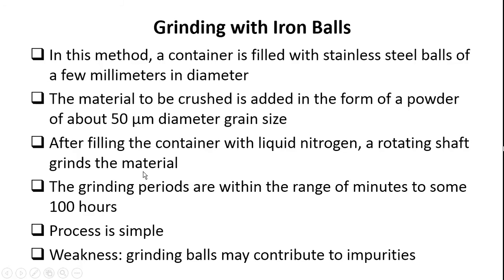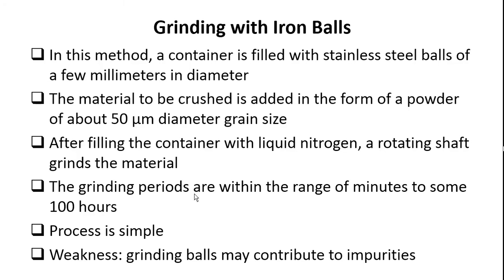Actually, this arrangement as a whole is called a grinding ball mill, and this process is called grinding with iron balls. The grinding periods are within the range of minutes to some hours, say 100 hours or so. So this grinding period depends upon the size of the nanoparticles to be produced. Since it's a nanoparticle, the size is very well defined. So in order to get those nanoparticles, the rotating shaft will keep rotating for some minutes to some hours.